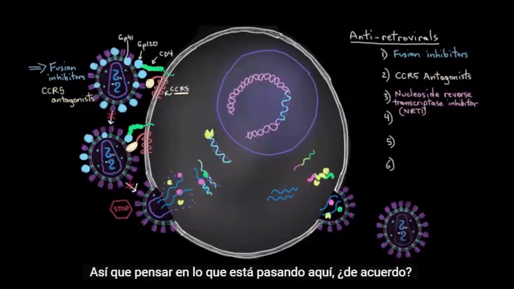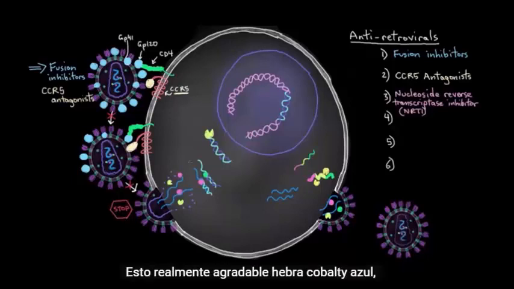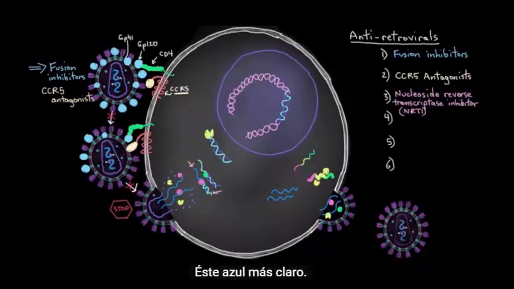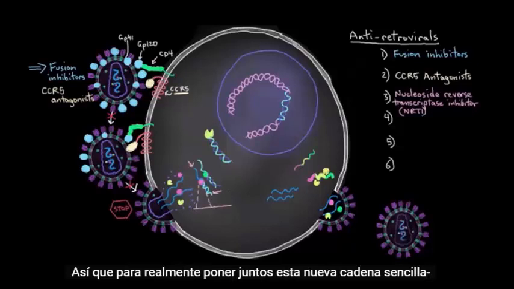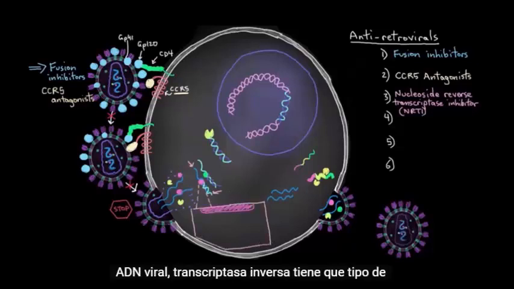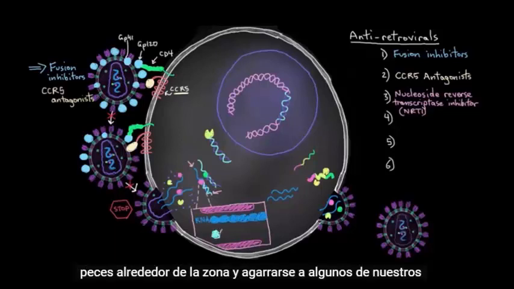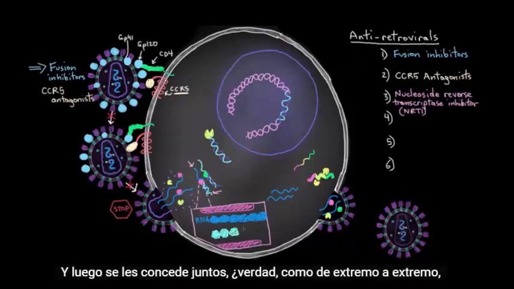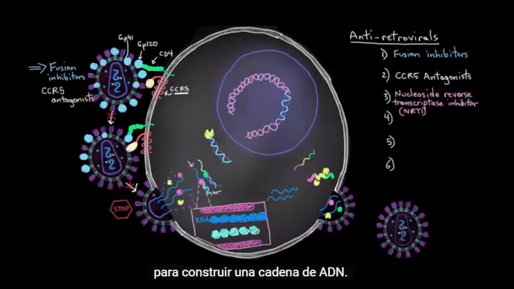So just think about what's happening here, right? So reverse transcriptase is using viral RNA, this really nice cobalt blue strand, as a template to create viral single-stranded DNA, this lighter blue one. So to actually put together this new single-stranded viral DNA, reverse transcriptase has to kind of fish around in the area and grab onto some of our nucleosides that are floating around, and then it attaches them together, like end to end, to build a strand of DNA.